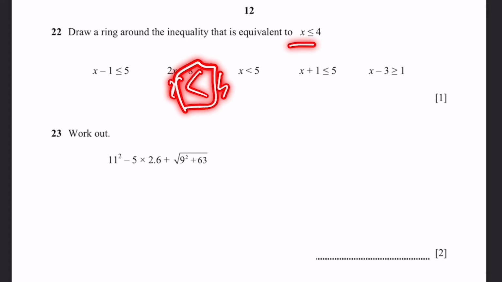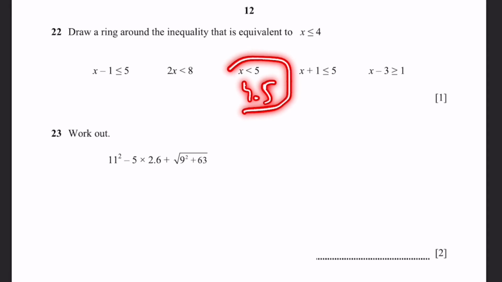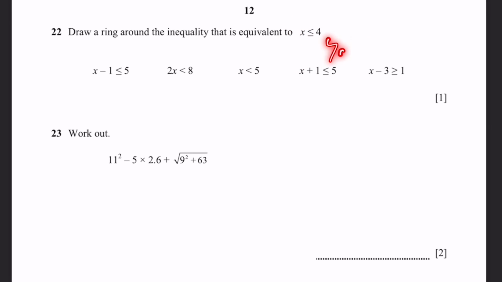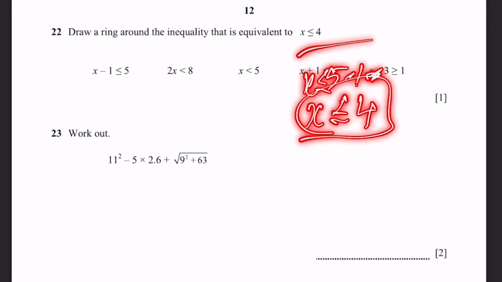The sign is wrong. x is less than 5, of course that's different, because this means that 4 is the largest number possible. But over here, there's the number 4.5. It's a decimal, but then it's still less than 5, right? But over here, you cannot have 4.5. It's greater than 4. Now, x plus 1 is less than or equal to 5. This is possible, of course, because x is less than or equal to 5 minus 1. That means x is less than or equal to 4. And that's the correct answer.